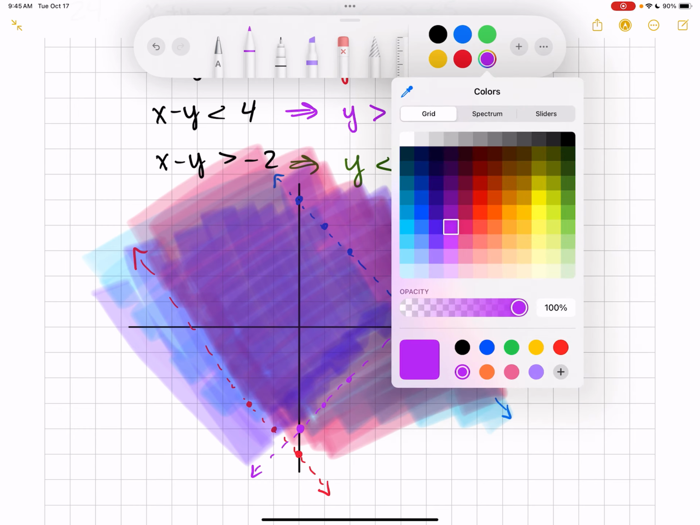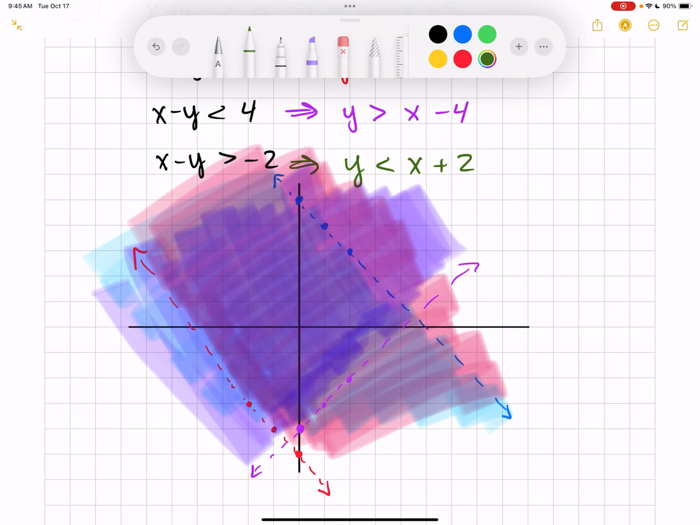And then the last one. All right, the last one, intercept at 2. Got a positive slope. So then this one is below, so it's down here.